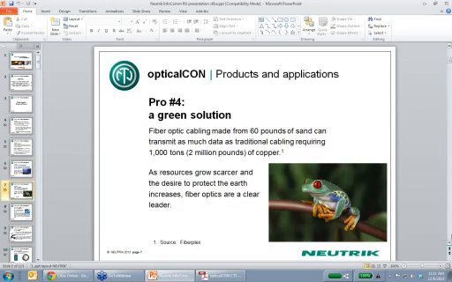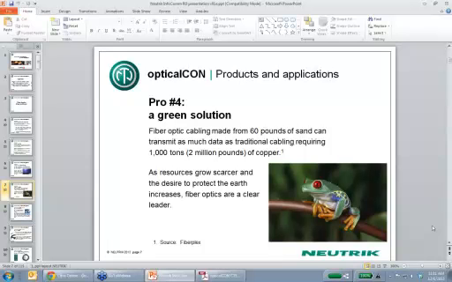The next pro about fiber is it is a green solution, and this is one of my favorite slides, not just because of the frog, but check out this statistic. You can make a fiber optic cable from 60 pounds of sand that will transmit as much data as traditional cabling requiring 1,000 tons, in other words, 2 million pounds of copper.